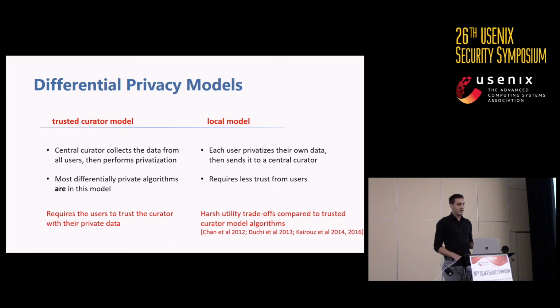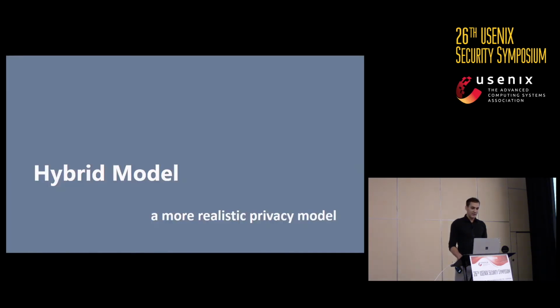Specifically, if you want to achieve the same level of utility with a local algorithm when compared to its analogous trusted curator model algorithm, you need significantly larger amounts of data, sometimes prohibitively so. So we're interested in creating a model that combines the strengths of both the trusted curator model with the local model while minimizing either of their weaknesses.